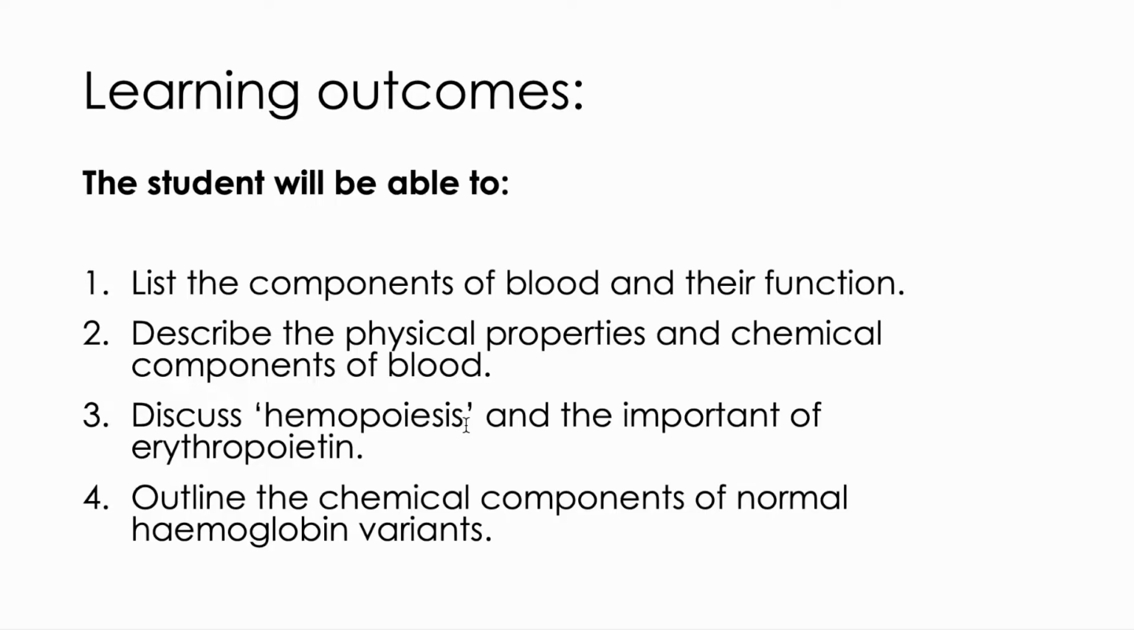On the third point, we're going to take a look at hemopoiesis and the importance of erythropoietin. I'm not going to touch on the details of hemopoiesis because you're going to learn it in another chapter on the formation of the blood. And then we're going to outline the chemical components of the normal hemoglobin variant.